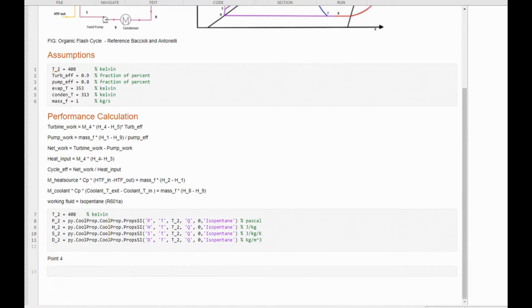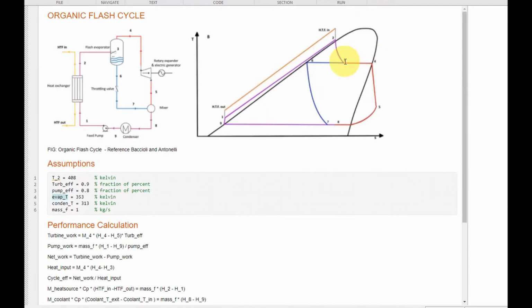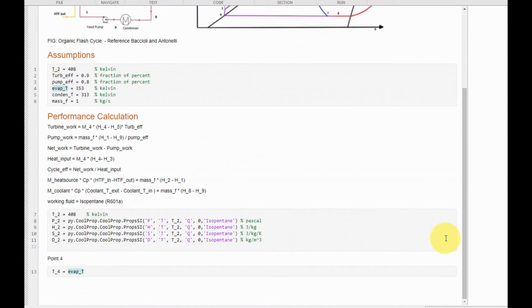So at point 4 we know that our T underscore 4 is equal to the evaporator temperature, the flash evaporator temperature. With this in mind, we can now calculate the pressure at point 4. So I call this P underscore 4.